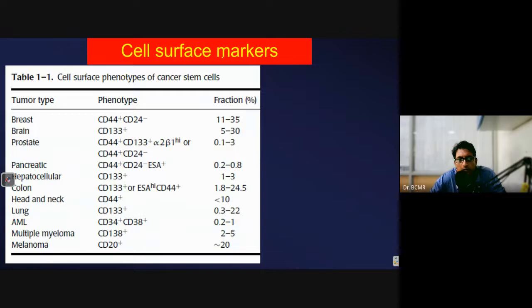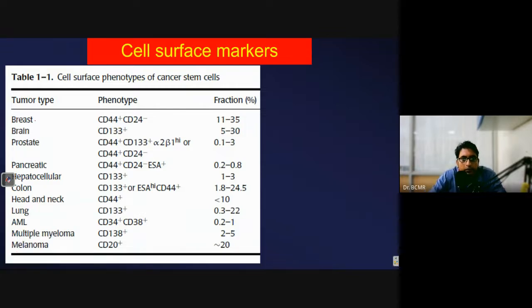Here is a table which summarizes what is understood or found so far. And I want you to look at the different cells, the markers that are present here. Just give me a minute.